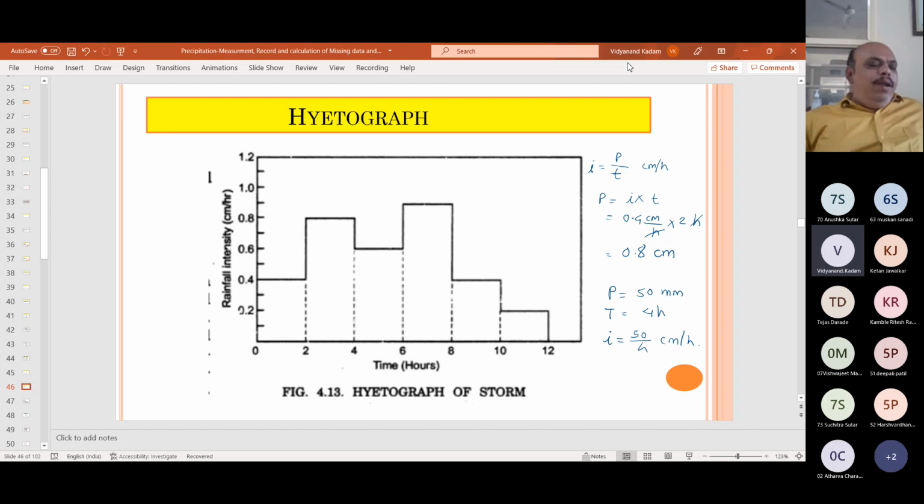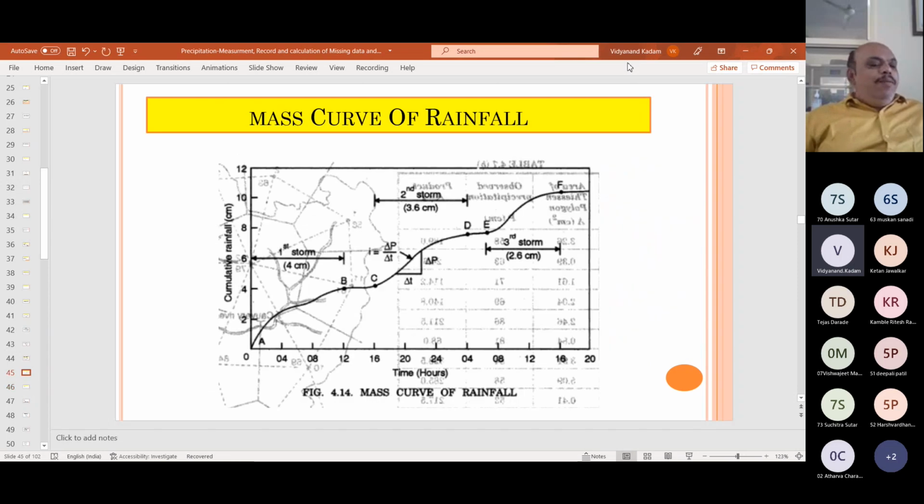Is it clear? So that is the relation between intensity of the precipitation and total value of precipitation. What is a hyetograph? A hyetograph is a graph plotted between rainfall intensities versus time. What is a mass rainfall curve? A mass rainfall curve is a graph plotted between cumulative rainfall versus time, and it is the output of recording type rain gauges.